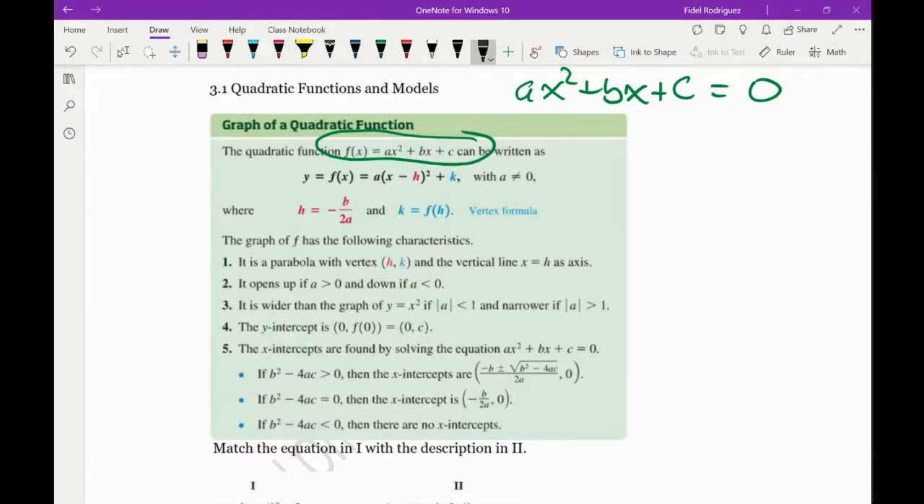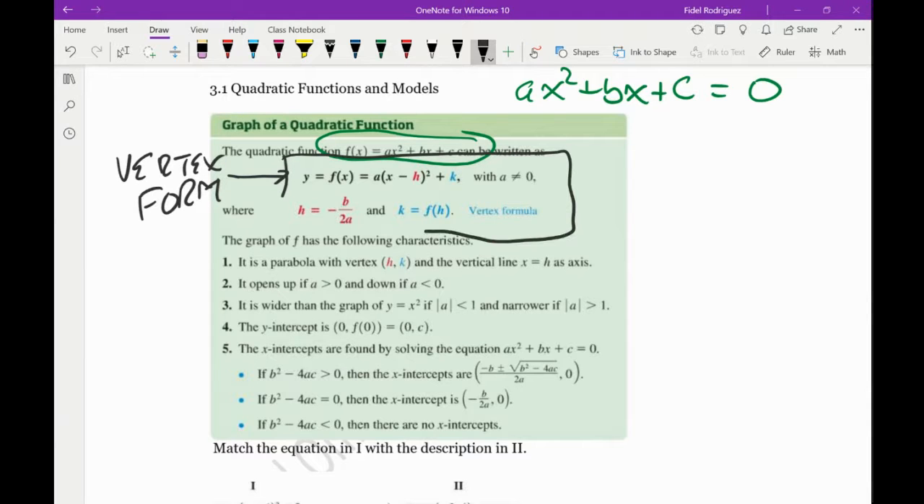And we can write it in something that we call vertex form. So I'm going to write that right here on my notes. Here's my vertex form. It says y equals f of x. Remember, y and f of x are the same thing. Equals a times (x minus h) squared plus k. And they're telling us that the number a is not going to be equal to 0. And then we have something called the vertex formula.